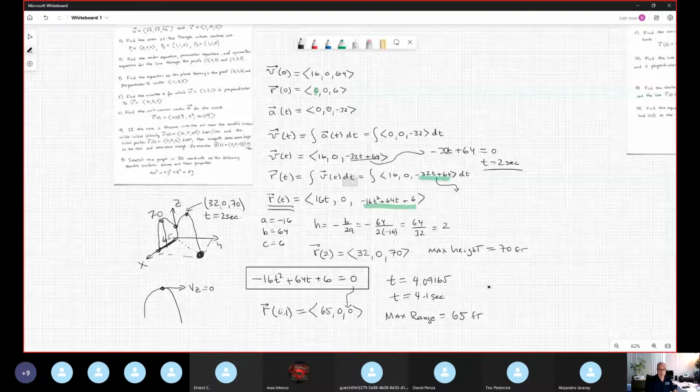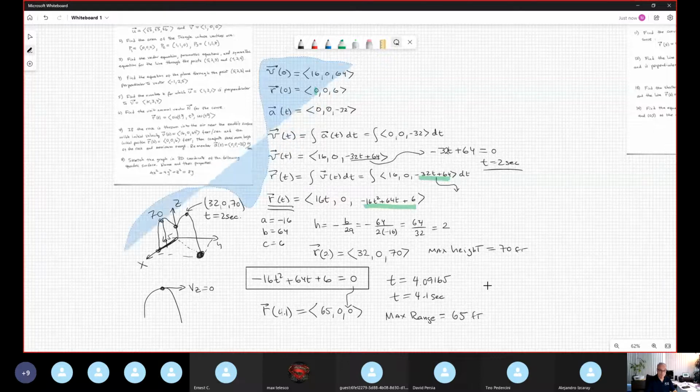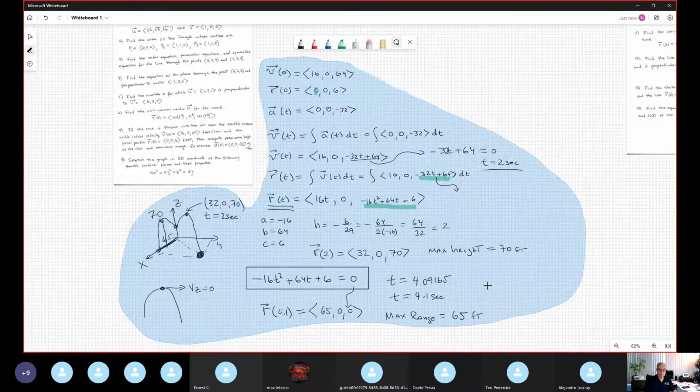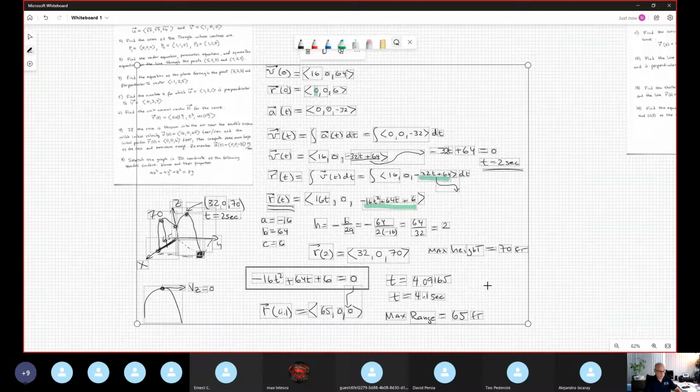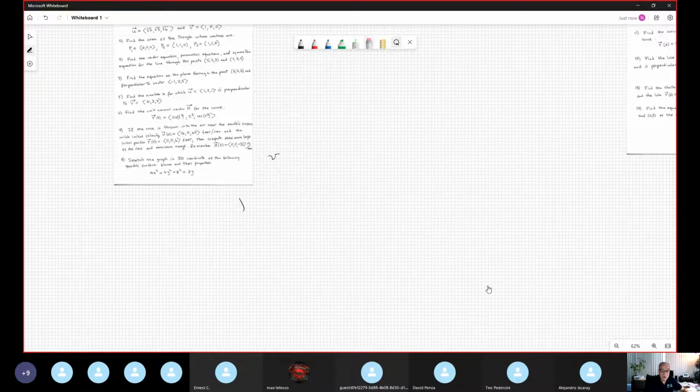Okay, let's move on to the next problem. See, you have no more questions. This is an application in kinematics of the application that you saw before, but the projectile is new, no? Because it's a vector value function. Okay.